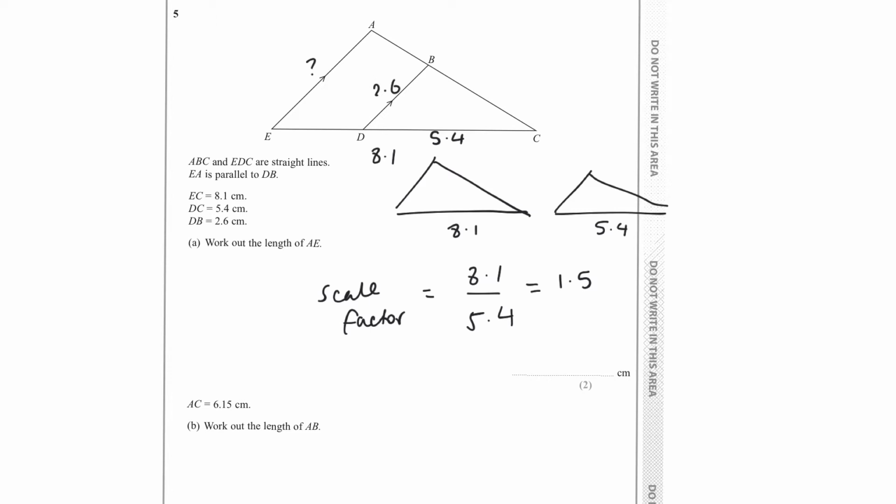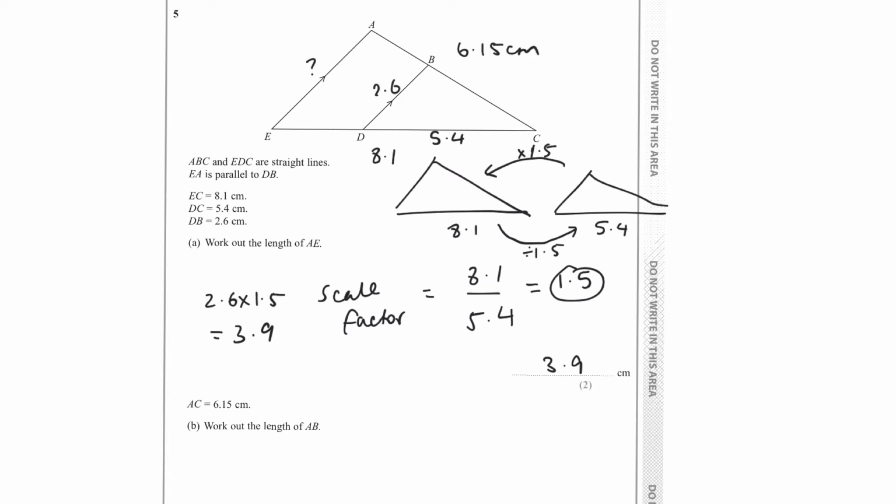So we know the scale factor is 1.5, which means if you want to work out the size of the bigger shape from lengths on the little one, you need to multiply by 1.5. And to work out the lengths on the small shape from the big one, you need to divide by 1.5. Because A to E is on the bigger shape, we would need to do 2.6 times 1.5. Put that into your calculator, you would get 3.9 centimeters. So A to C is 6.15 centimeters, and it wants us to work out the length A to B.